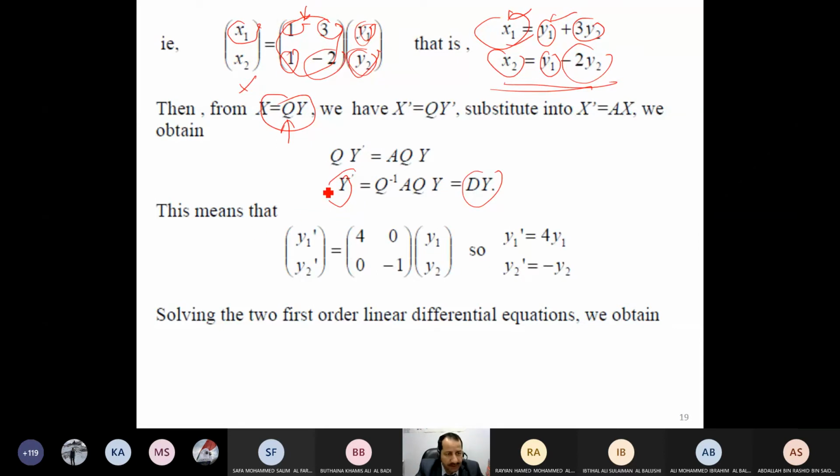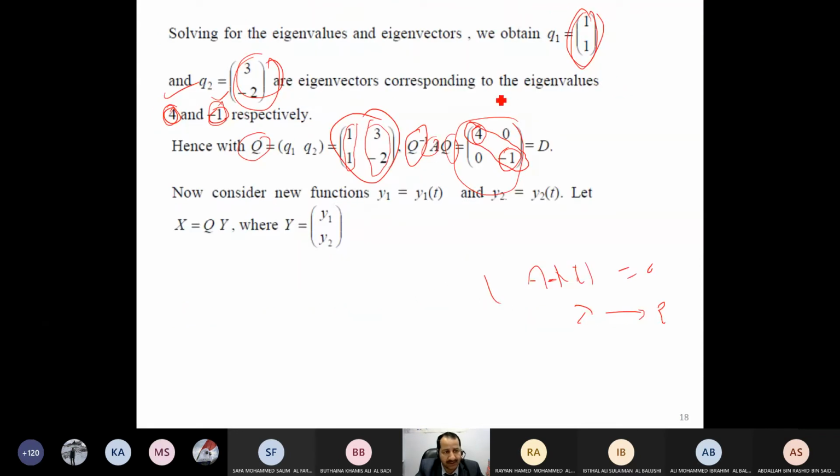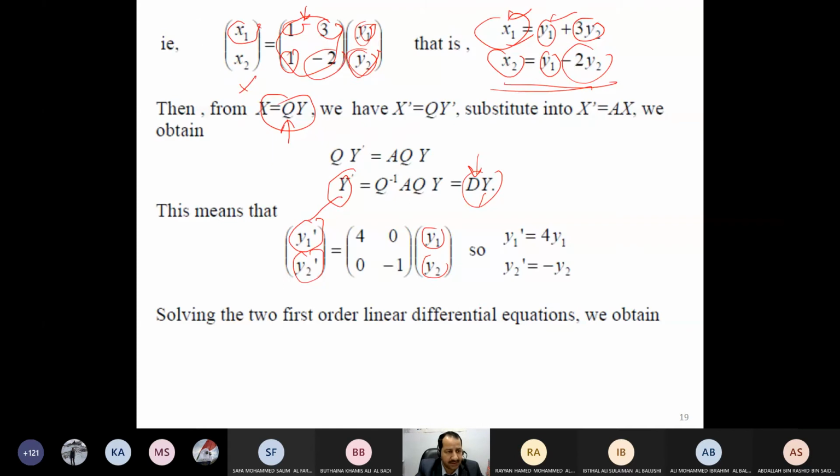Now y dash is y1 dash, y2 dash, and y is y1, y2. What about D? Let me go back. I told you here, D is the diagonal matrix, and the diagonal elements represent the eigenvalues, as you can see here. Now it's easy to find the solution for this, because y1 dash equals 4 y1, 0 is not there. y2 dash equals minus 1 y2.